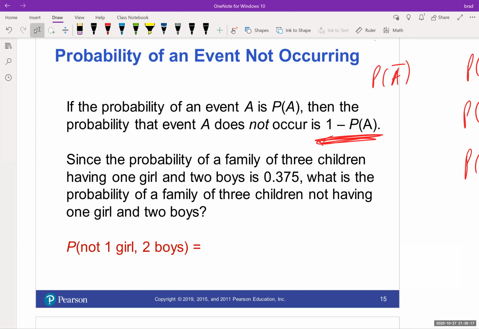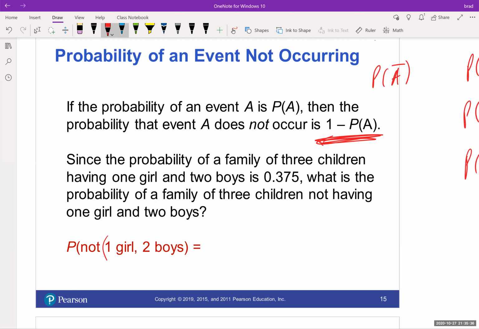Let me see what they mean by that. So what is the probability of a family of 3 children not having 1 girl and 2 boys? Since the probability of a family of 3 children having 1 girl and 2 boys is, so they mean not for this whole thing.